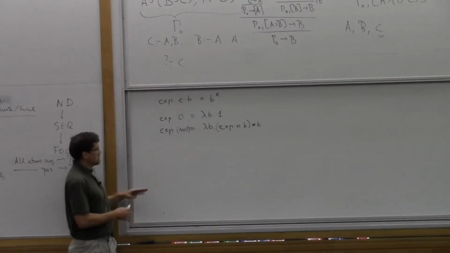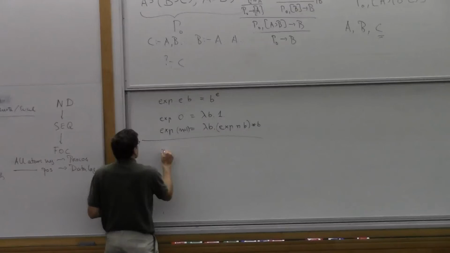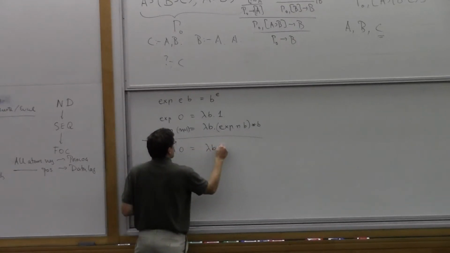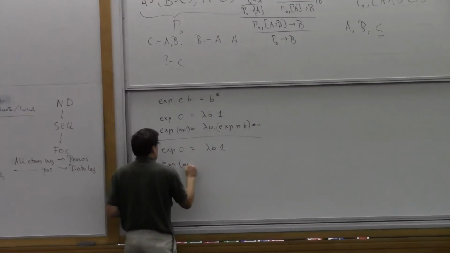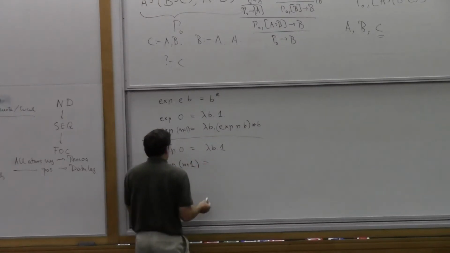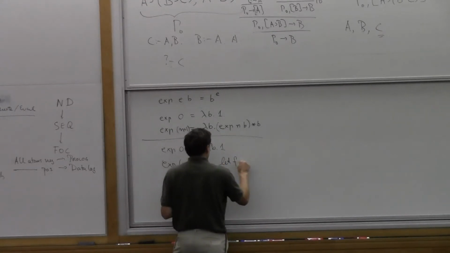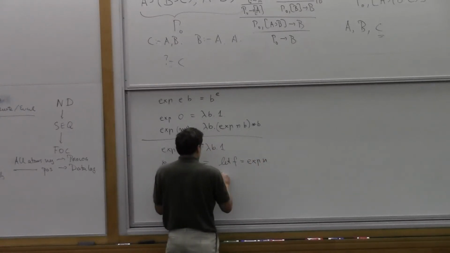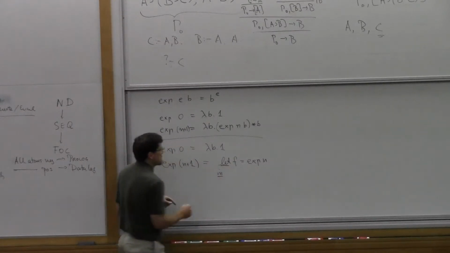Okay, so that's one version. Here's another version. Exponent of 0 is lambda b. 1, and the exponent of n plus 1 equals... Okay. So what I'm going to do is call a function f, which is exponent of n, and then I'm going to use that in... Anybody can guess what I'm going to do next?